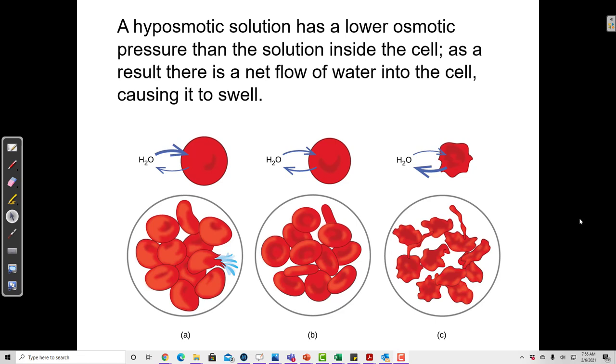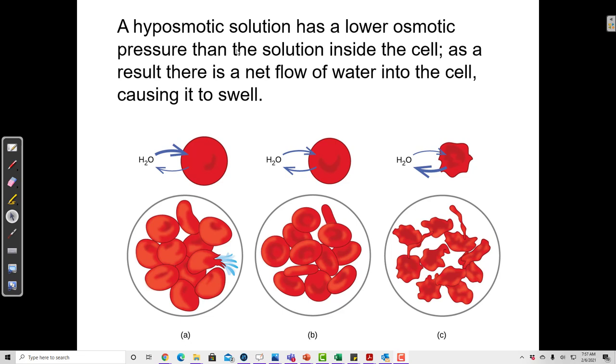So when we're talking about osmotic pressure, osmosis is a force that is very important when we're talking about cells, because a cell membrane is like a semi-permeable membrane. Water can pass through the cell membrane, but solutes cannot freely pass through the cell membrane. So osmotic pressure comes into play when we're talking about the concentration of solutes inside of cells. So a hypoosmotic solution is one that has a lower osmotic pressure than the solution inside of the cell. So as a result, there is a net flow of water into the cell, causing it to swell.